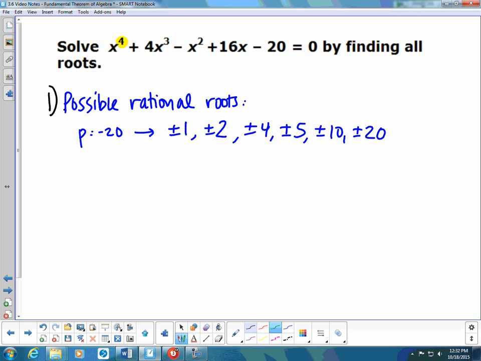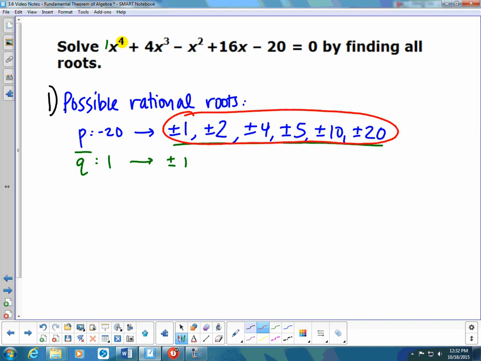And then to find the q values, well, q comes from my leading coefficient, which is 1, and we kind of luck out again here. That's only positive or -1. So really, if I take everything in my numerator divided by 1, I'm just left with the values in my numerator. So I'm looking for one of these values to see where it crosses.